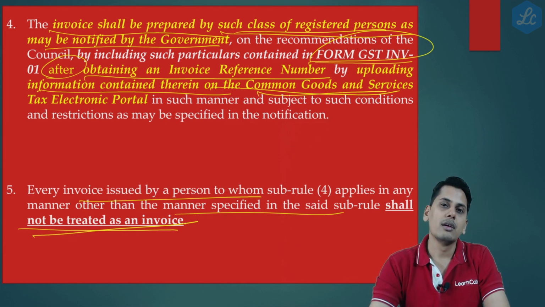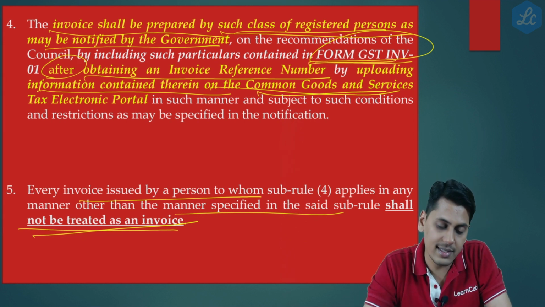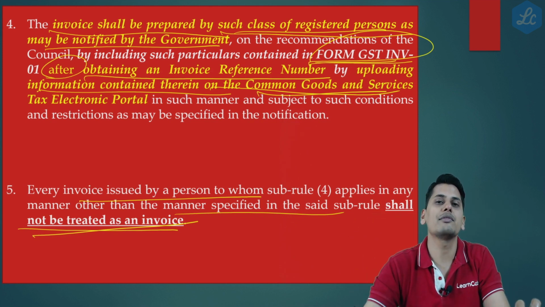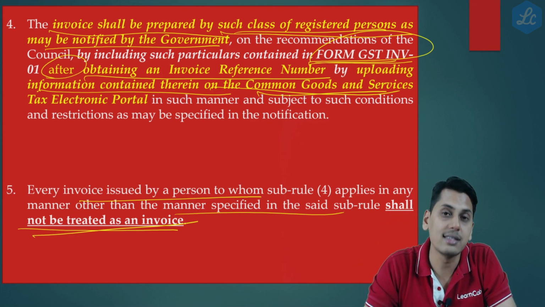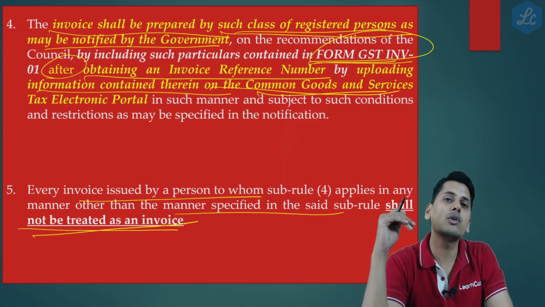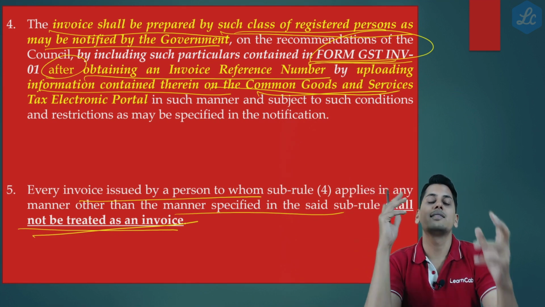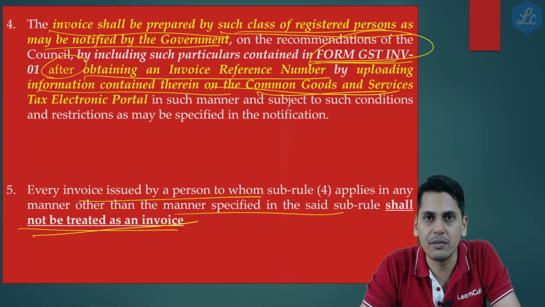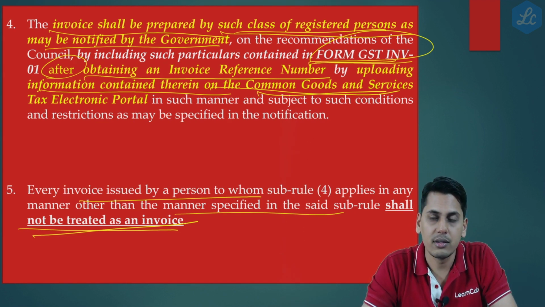Now friends, how do you get it from the common portal? You have to fill a form and upload it called form GST INV01. You give this input, and the portal gives you an output in the form of invoice reference number. Do you need to have internet connectivity for that? The answer is yes. Now friends, what could happen in cases where, let's say, internet connectivity is suspended? Let's say in some particular areas due to communal disharmony, the government has suspended internet connectivity. Are you in a position to obtain an invoice reference number? The answer is no. Without internet connectivity, you cannot do so.